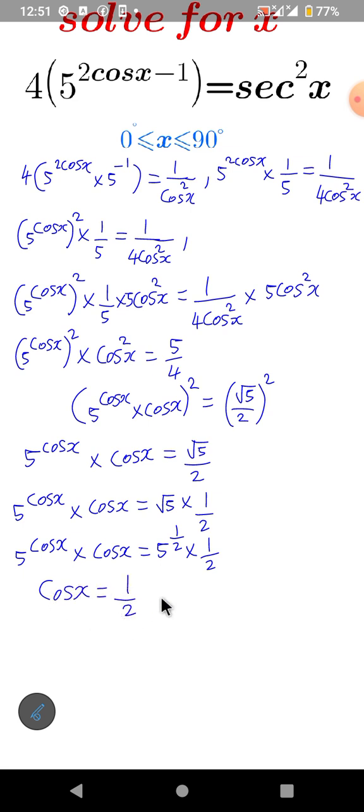So, if cos x is equal to 1 over 2, therefore x will be equal to cos inverse of 1 all over 2. And cos inverse of 1 over 2 is 60 degrees. So we can say x is equal to 60 degrees.